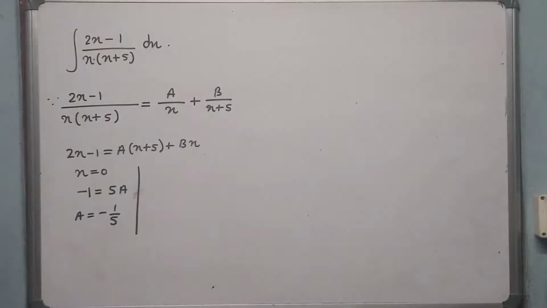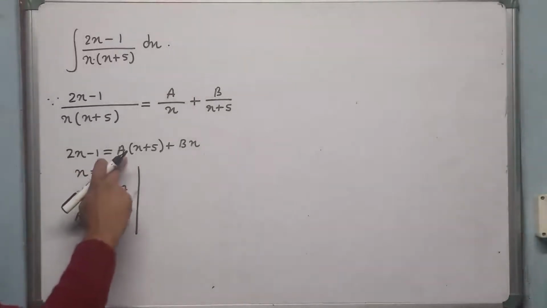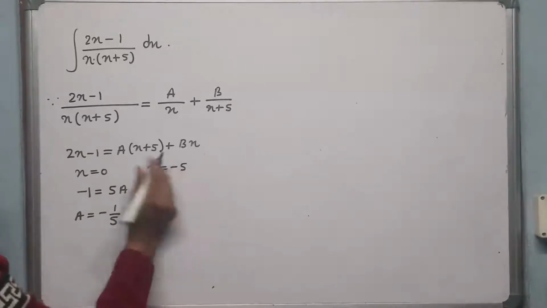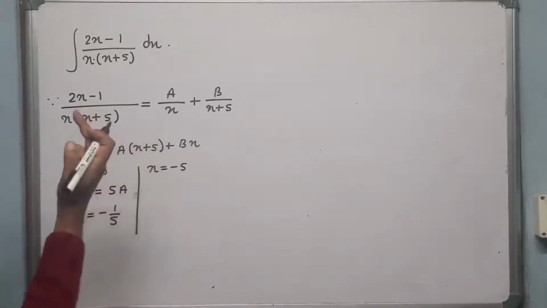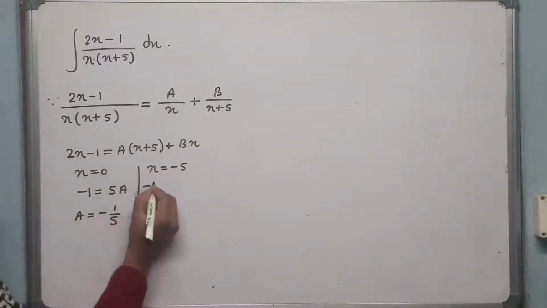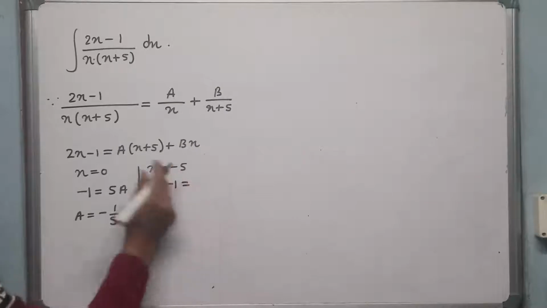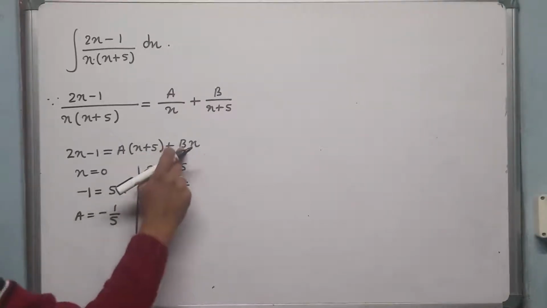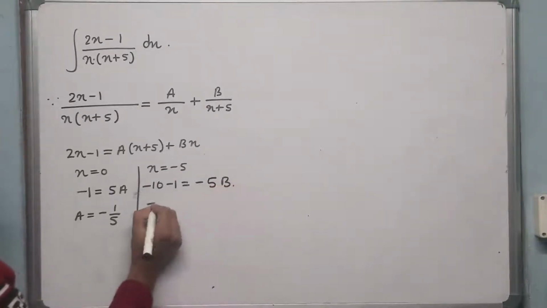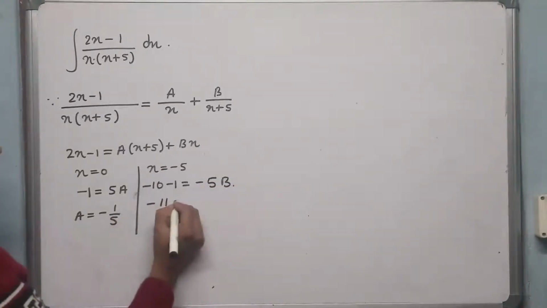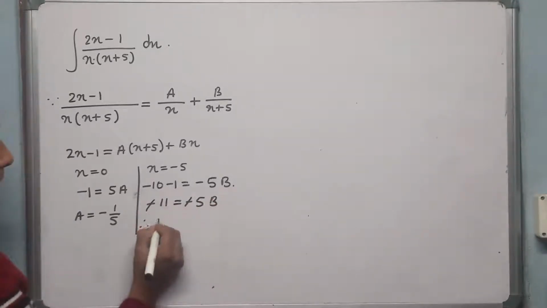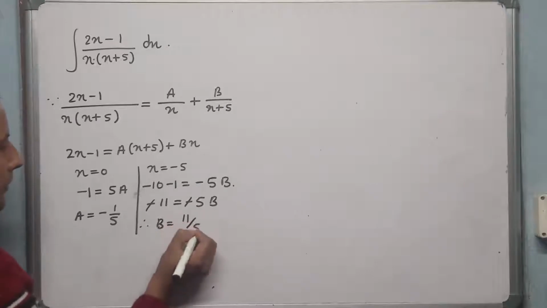To calculate the value of b, you have to make a 0. So if I consider x equals to minus 5, x plus 5 is there, minus 5 plus 5, it will be 0. Now substitute over here in the equation. Minus 5 into 2, minus 10, minus 1. Minus 5 plus 5, 0. b into minus 5, it is minus 5b. Minus 11 goes to minus 5b. Cancel. Therefore, b is equals to 11 over 5.